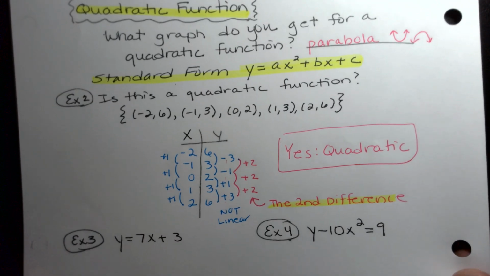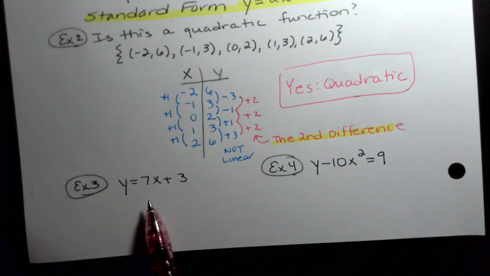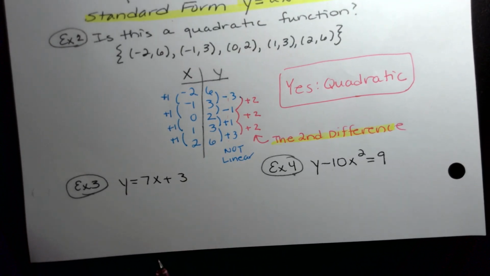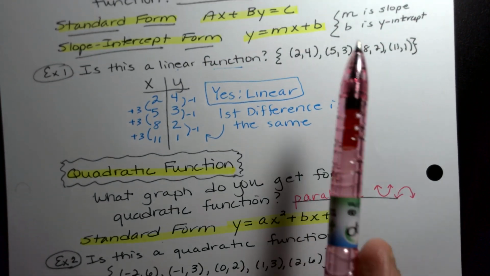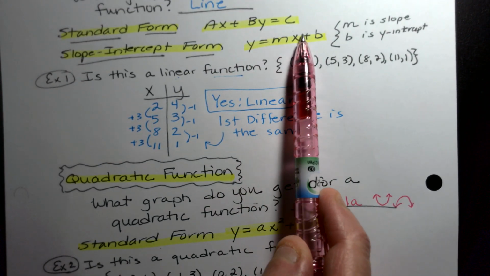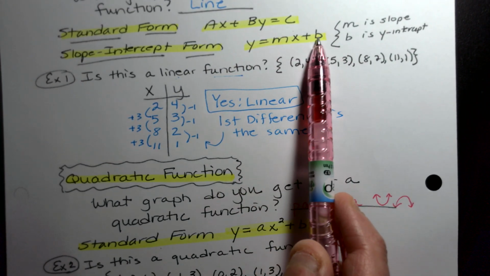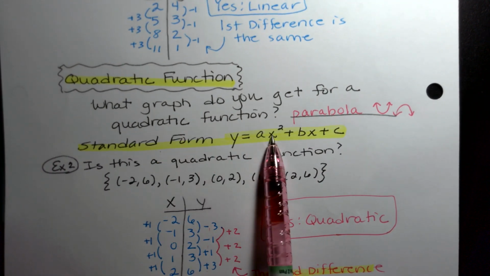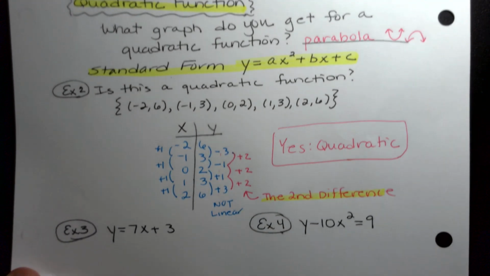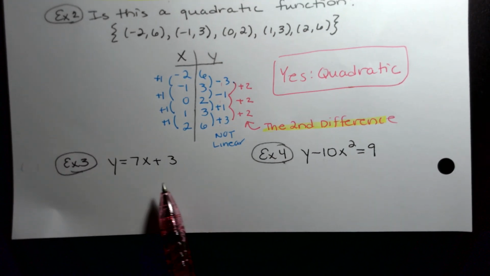Now sometimes you can tell if it's a quadratic by looking at the equation. Remember what we noticed when we looked at these equations? This just had an x term, or it could just have the number. But the difference is with a quadratic, you'll always have this x squared in there. So let's look down at those example 3 and 4.